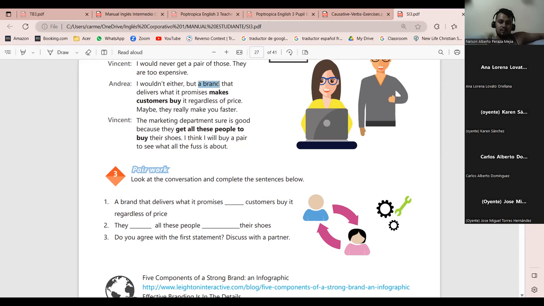It says, a brand. This is the subject, all right? A brand, and the subject finishes over here, okay? A brand that delivers what it promised, but the subject is a brand, so that is why we use makes, okay? Here is not they. Maybe you were looking at promises in plural, but no, a brand. A brand that delivers what it promises is the complete subject. Okay?